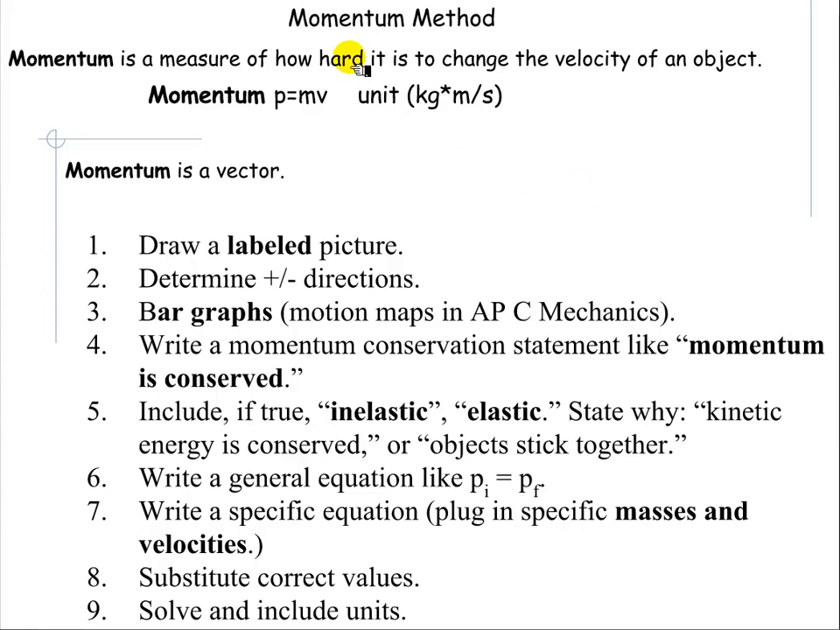In this video, we're going to check out the momentum method. Momentum is a measure of how hard it is to change the velocity of an object. The equation for the momentum of a single object is really simple. It's just mass times velocity, where P stands for momentum. The units are kilogram meters per second. And one really important thing to know about momentum is that it's a vector.